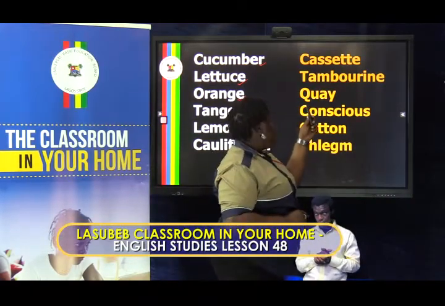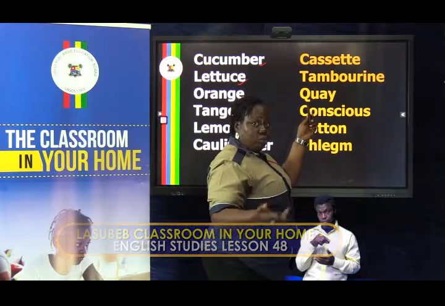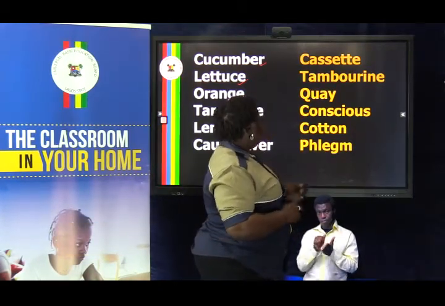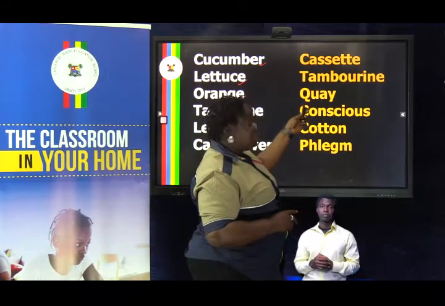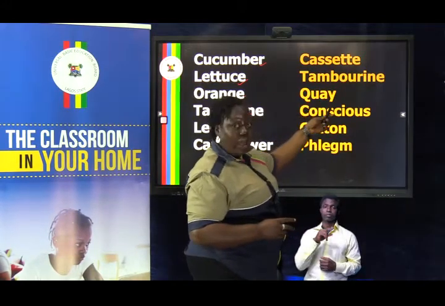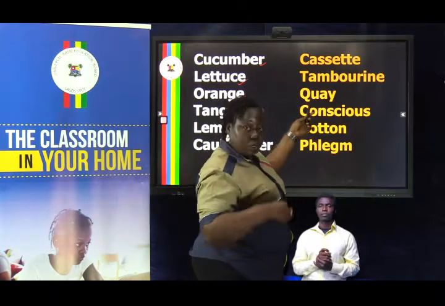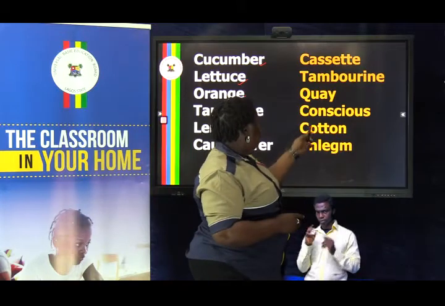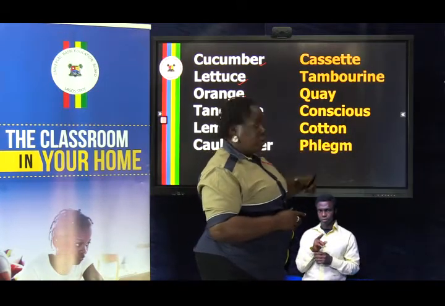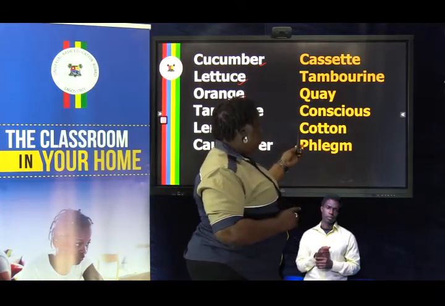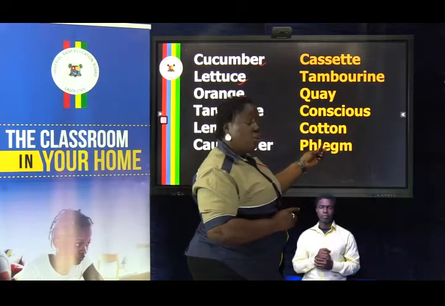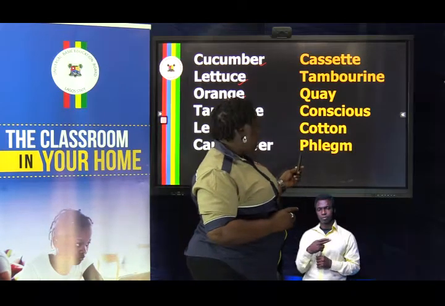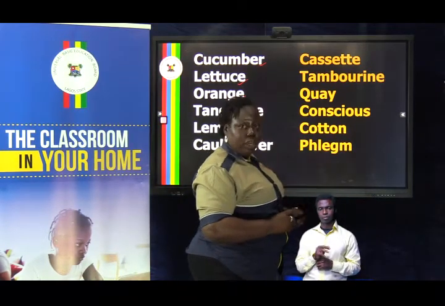Key. That thing that we use in loading and unloading in ships. Yes, key. The next one, it is spelled as Q-U-A-Y, not Q-U-Y, but it is pronounced as key. Then conscious. C-O-N-S-C-I-O-U-S. Conscious. Cotton. C-O-T-T-O-N. Cotton. And the last one, phlegm. P-H-L-E-G-M.